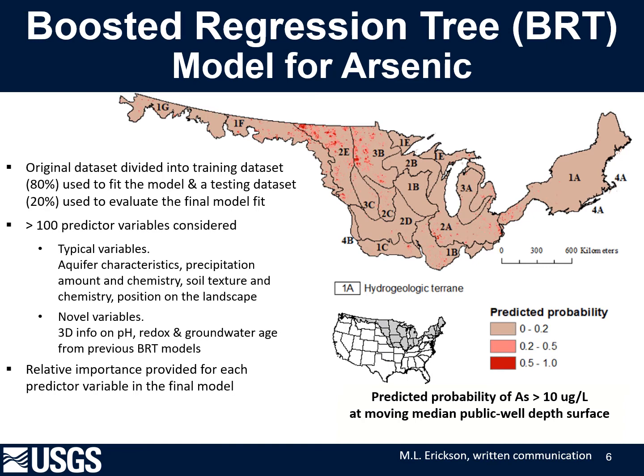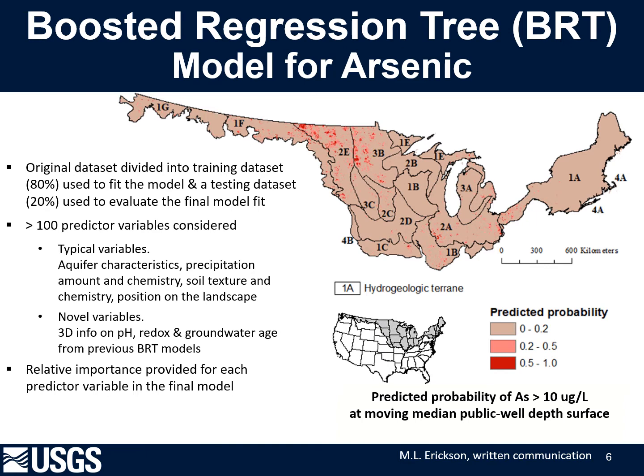The predictor variables can be varied, and there were more than 100 variables considered. Typical variables are lots of descriptors for aquifer characteristics, precipitation and mountain chemistry as well, soil texture and chemistry, position on the landscape, and then also some novel variables I mentioned earlier on, 3-dimensional information on pH, redox, and groundwater age that was generated using previous boosted regression tree models. You can use model results in subsequent models as predictor variables. The relative importance is then provided for each of the predictor variables in the final model. So only a subset of these variables are retained in the final model.